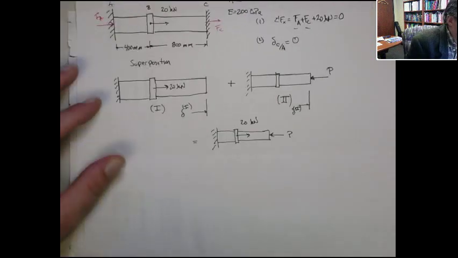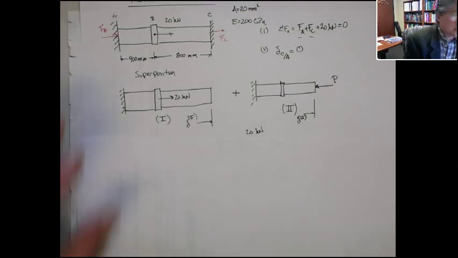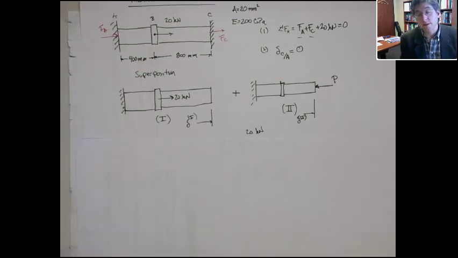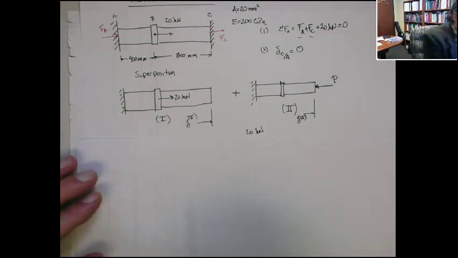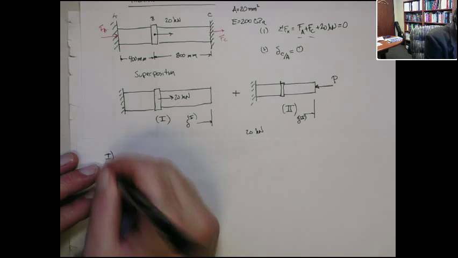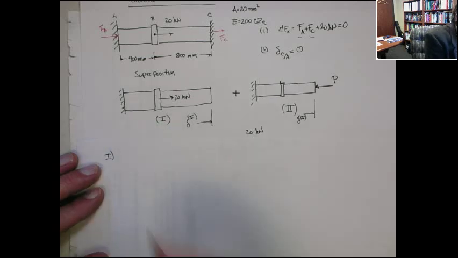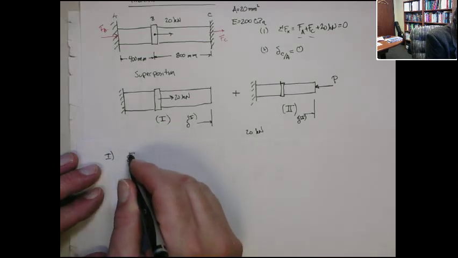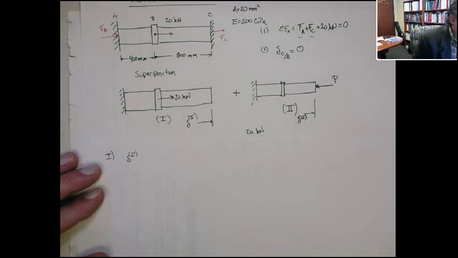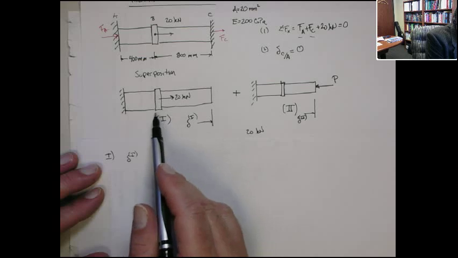So that being said, let's first do the first problem. Now, the nice thing is these are both statically determinate problems. So let's just consider the first problem. All right. So we want to find delta 1. Okay. So this is pretty easy.